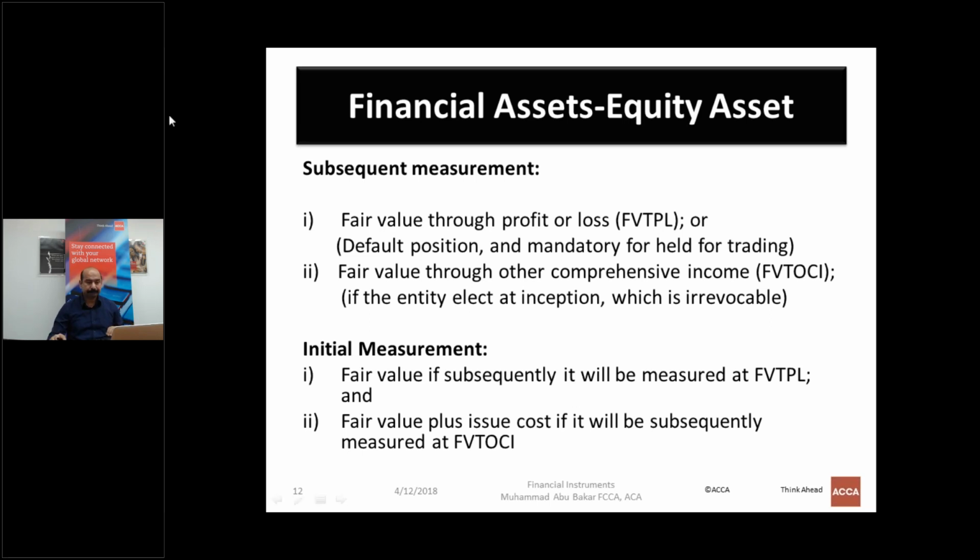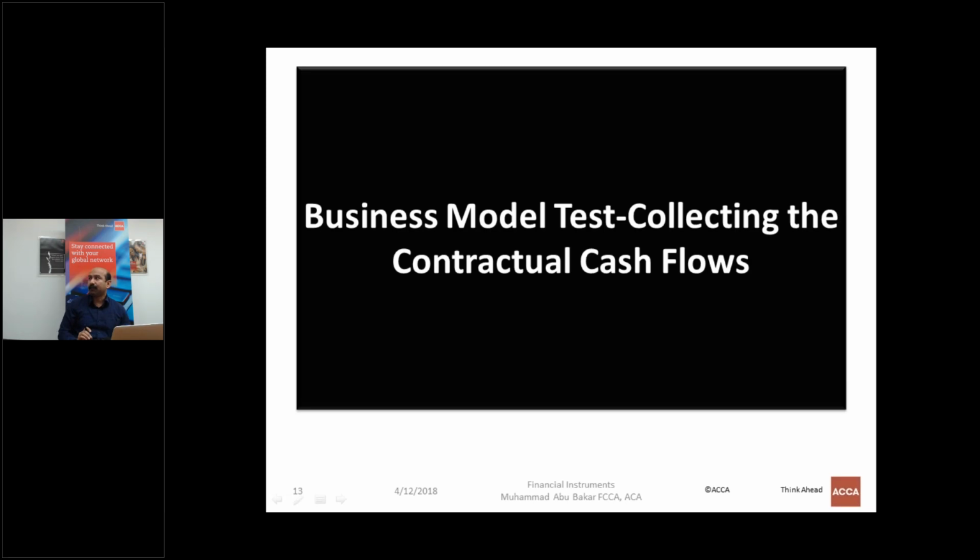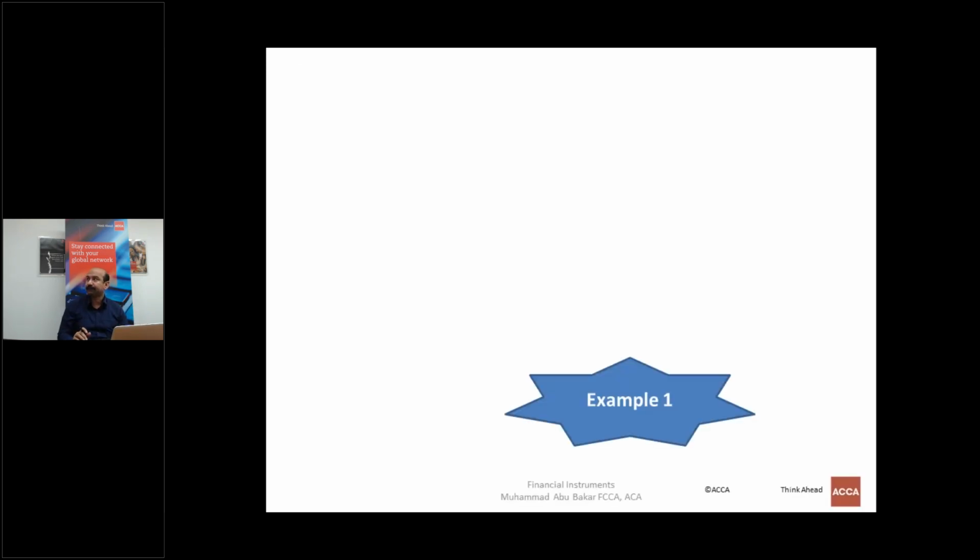Okay, next is the business model test. For the business model test, we can look at some examples and illustrations, which will give us an idea of what the business model test basically is.